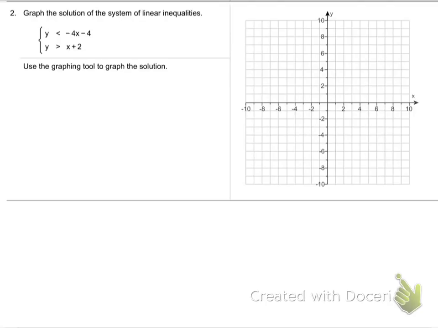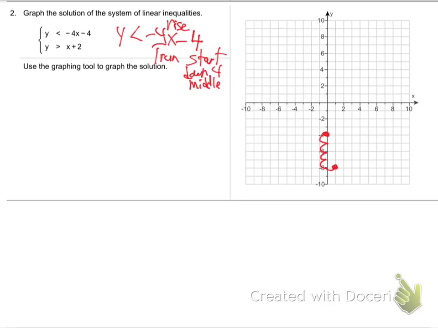Okay, on number 2, we have y less than minus 4x minus 4. We start down 4 in the middle. There we go. And then this is minus 4 over 1, rise over run. So we go down 4, 1, 2, 3, 4, over 1. So there we go. Connect those dots.